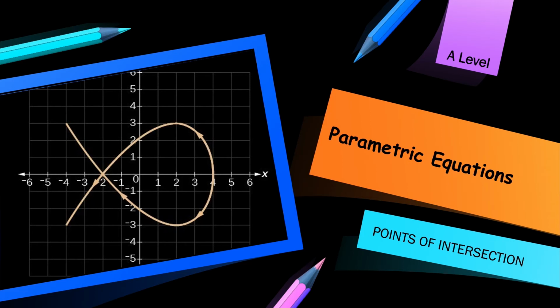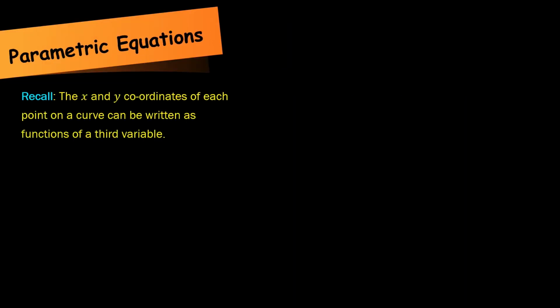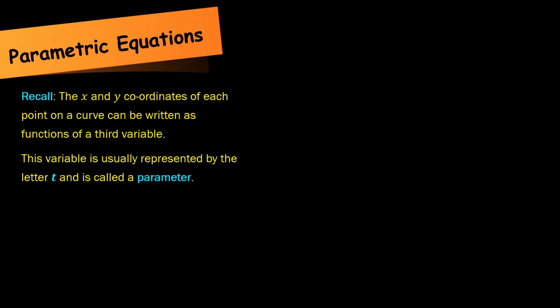Welcome to the session on parametric equations, points of intersection. The objectives for this session are to use parametric equations to solve problems involving coordinate geometry. The x and y coordinates of each point on a curve can be written as functions of a third variable. This variable is usually represented by the letter t and is called a parameter.